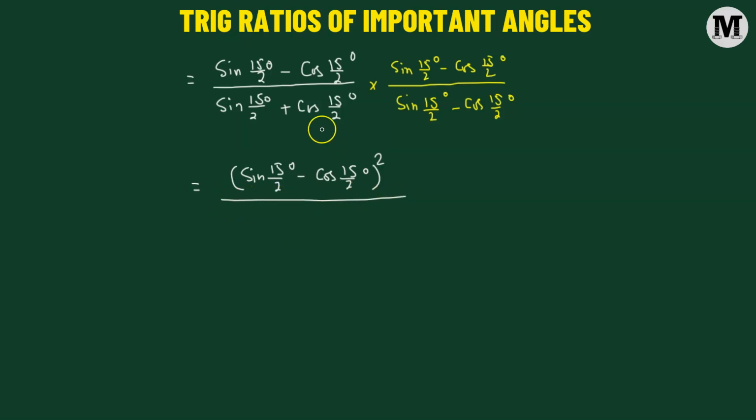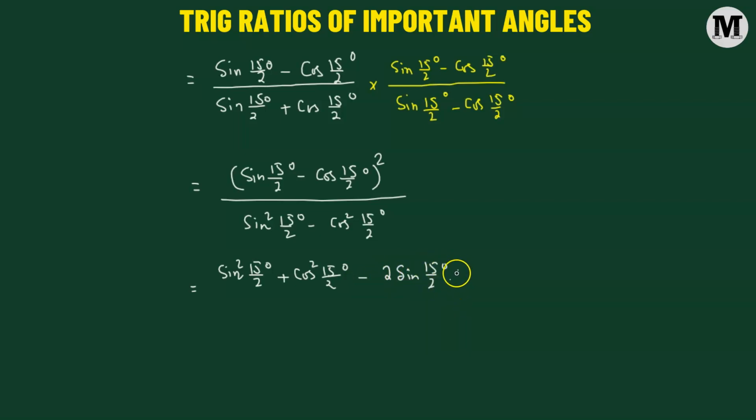Now, in the denominator, we'll be getting a difference of squares. So we'll get sine squared 15 over 2 degrees minus cosine squared 15 over 2 degrees. Now we can expand the numerator to get sine squared 15 over 2 degrees added to cosine squared 15 over 2 degrees minus 2 times sine of the angle 15 over 2 degrees times cosine of the angle 15 over 2 degrees, whole divided by sine squared of some angle, which is 15 over 2 degrees, minus cosine squared of the same angle.